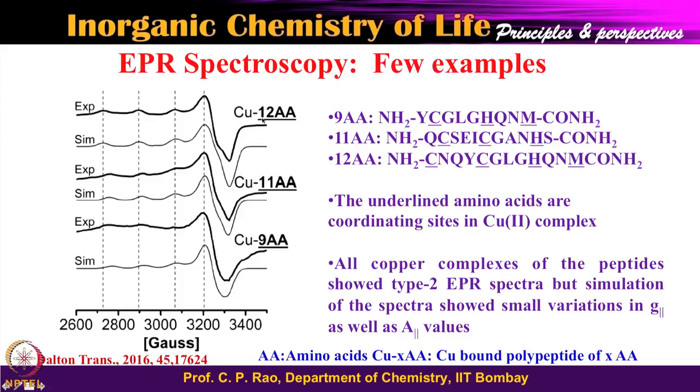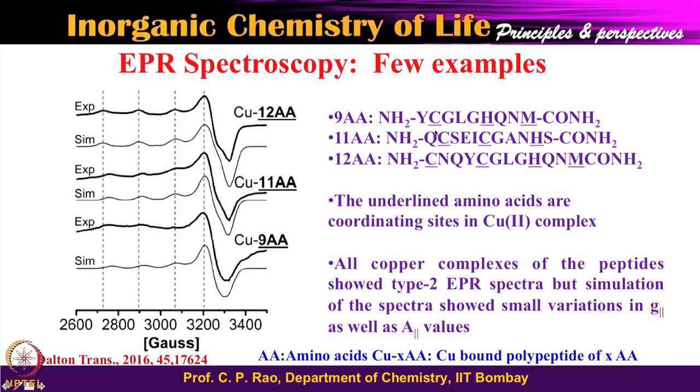These are the EPR spectra measured. EXP refers to experimental, SIM refers to the simulated. You can experimentally measure, you can also simulate using the parameters. Then all that you see is that the 11 and 12 are similar, whereas 9 shows some little hyperfine coupling differences, but otherwise very similar things. Okay. And this can be understood from the sequence.